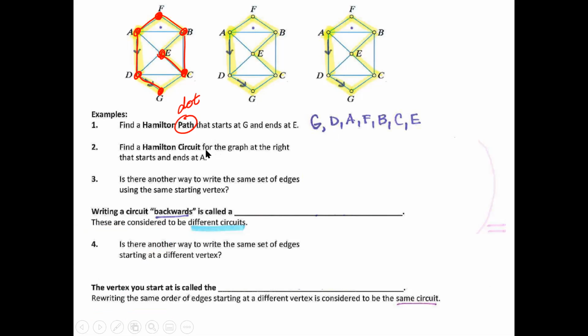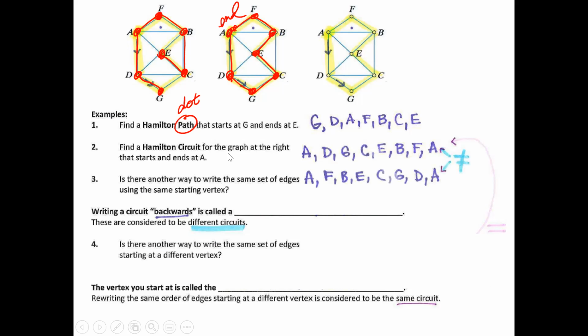Find a Hamilton circuit for the graph that ends at A. One possibility is you start at A, you go to D, G, C, E, B, F, and then you're going back to A. Is there another way to write the same set of edges using the same starting vertex? Yes, it is very possible. So you go from A all the way to F, and then from F to B, B to E, E to C, C to G, G to D, and then back to A.